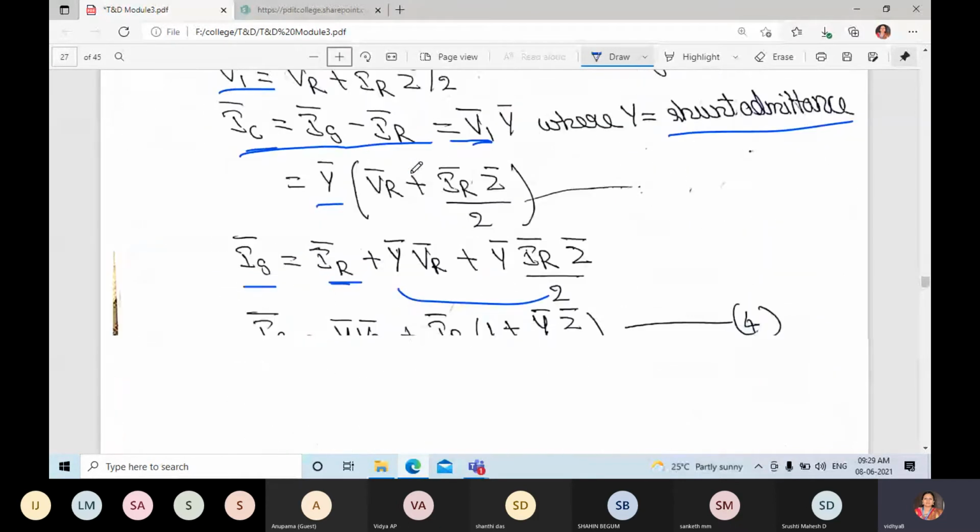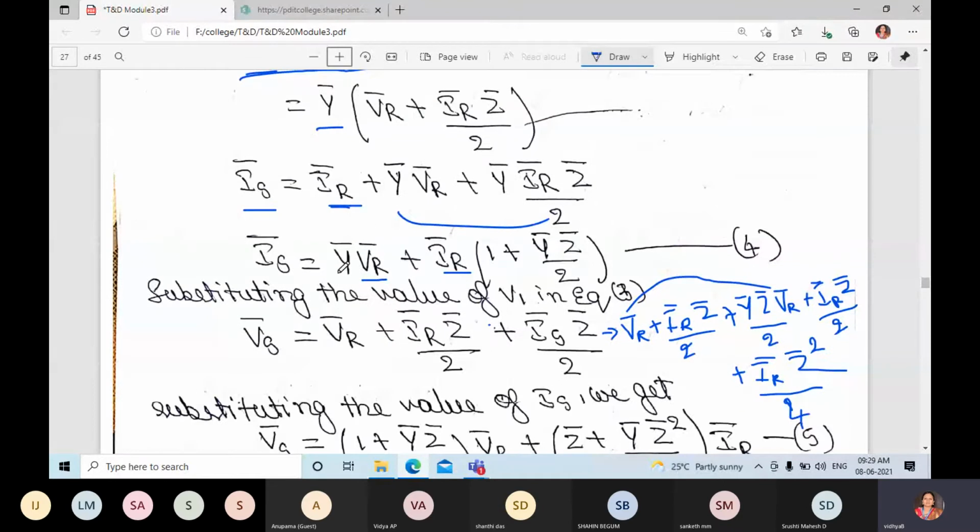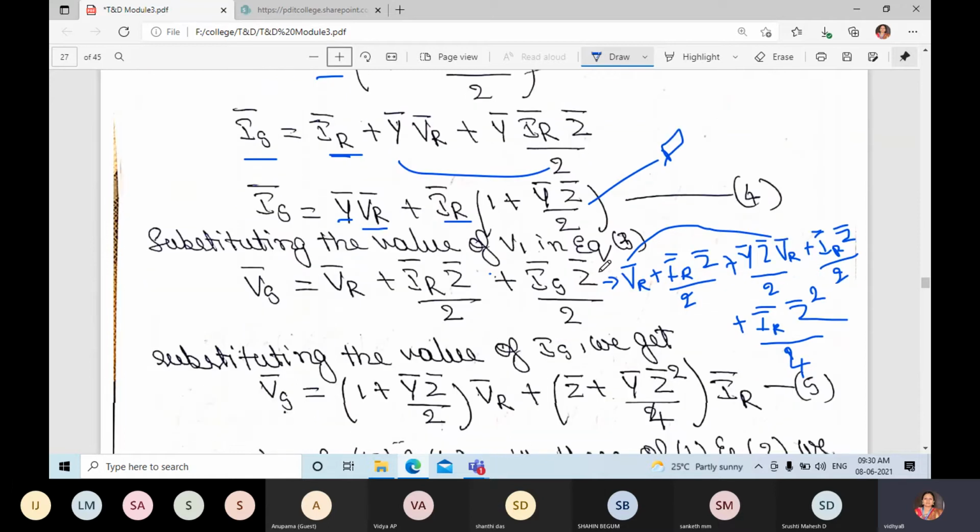What is the value of C here? We can say that directly by comparing these equations. C is equal to Y vector and D is equal to 1 plus Y vector Z vector divided by 2. Now we came to know C value and D value. Next we need to find out A and B.